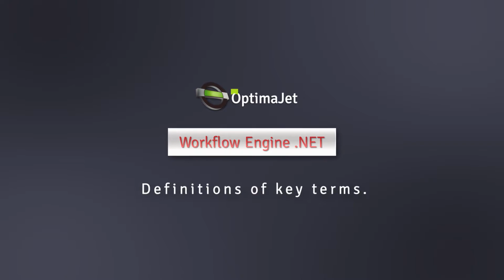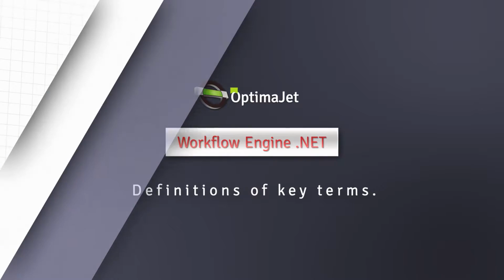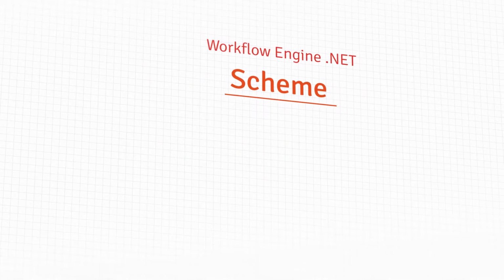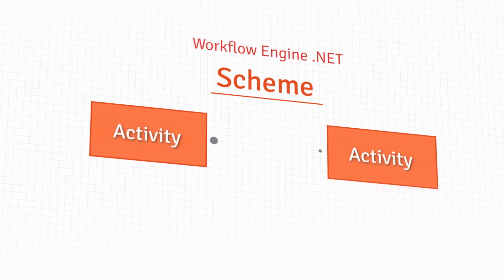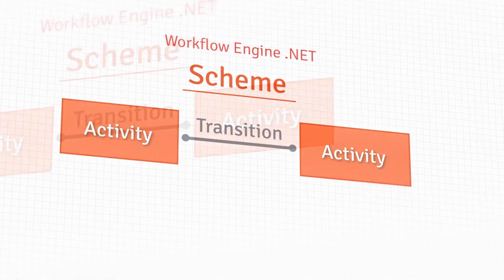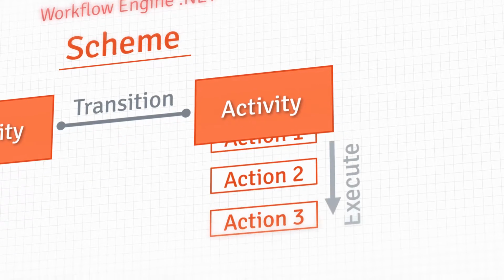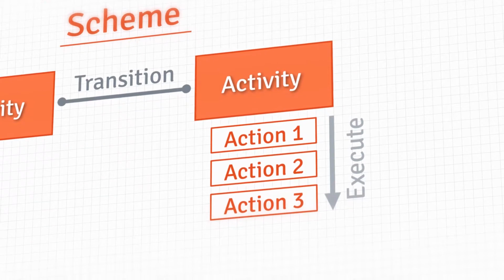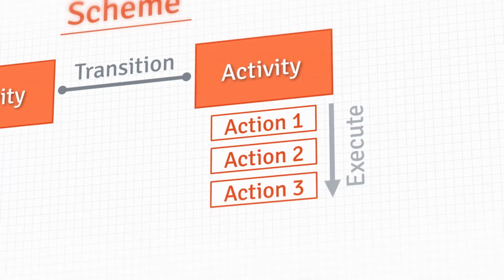Definitions of key terms for WorkflowEngine.net. A scheme is a description of the entire process. It consists of a set of activities connected by transitions. Activity, a representation of the document status, can contain one or more actions. Action contains method calls that are executed once the process reaches a specific activity.